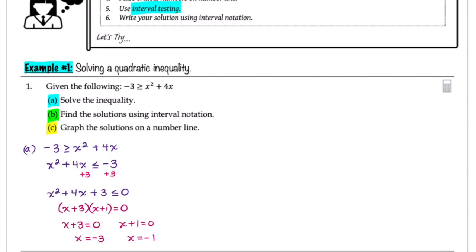Now, if this was an equation, my two roots, my two x-intercepts or my two solutions would be x is equal to -3 and x is equal to -1. But we did not have an equal sign, we had an inequality. So here is where us placing these critical numbers on a number line are going to come in handy. So I am actually going to be doing part C here.